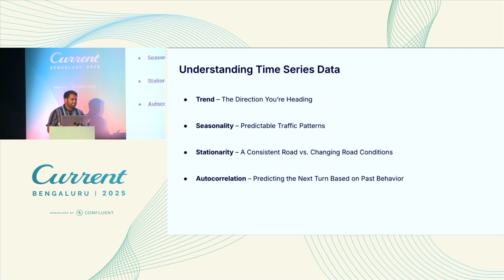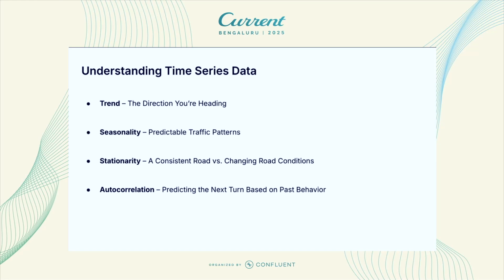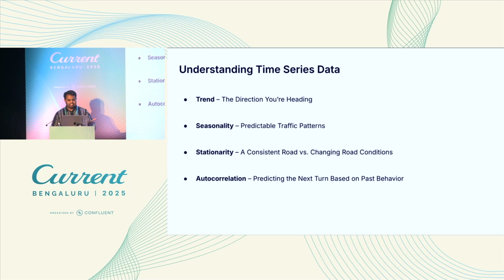Now that we understand why real-time continuous forecasting is so crucial to a business, let's take a step back and understand what exactly it is that we're forecasting. Before we can predict the future, we need to understand the nature of time series data, because time series isn't just numbers. It has patterns, trends, and hidden structures that shape our forecasts. For this talk, we'll focus on four key components: trend, seasonality, stationarity, and autocorrelation.